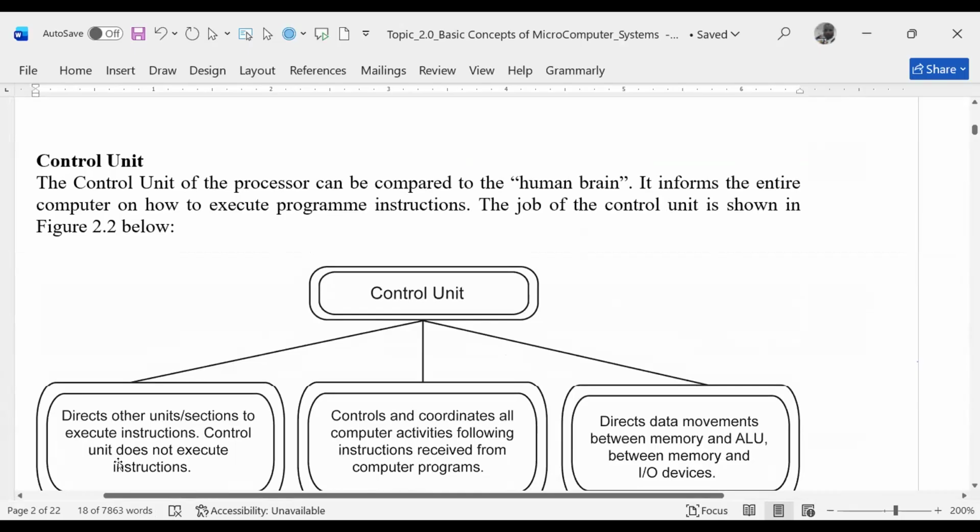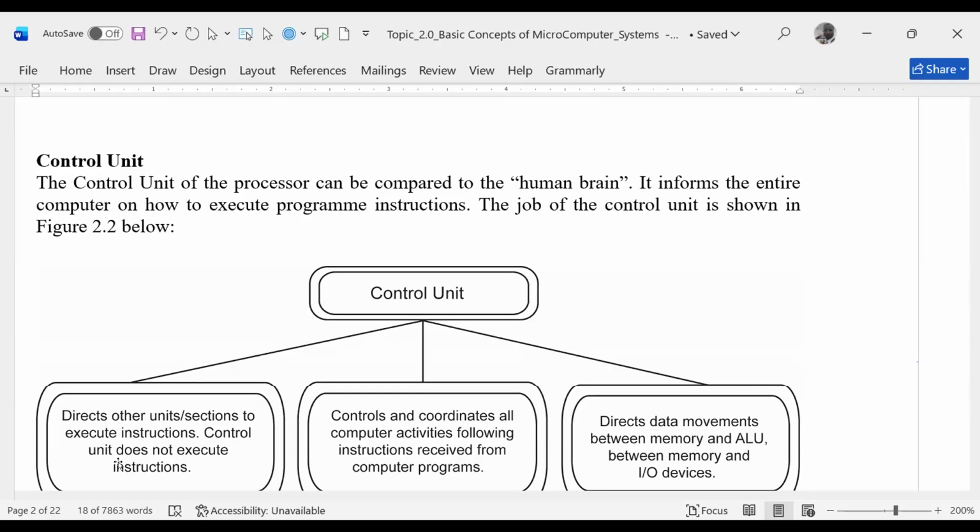The control unit here is like the brain of a computer. From the beginning, I said the CPU converts data into information. Now, you have understood that the CPU is divided into two main components: the control unit and the arithmetic logic unit. The control unit part of the CPU is like the brain of the computer. It is the job of the control unit to give instructions to other units to perform.